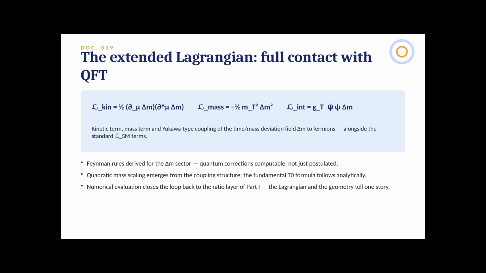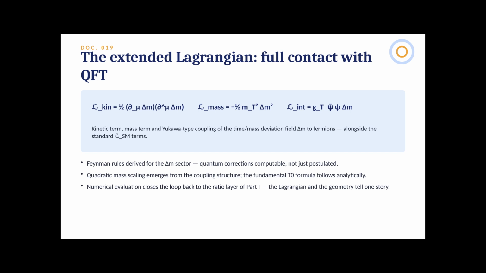Slide 17. Now, for contact with real quantum field theory, you flesh that out into 3 terms. The kinetic term, 1/2 the derivative of delta m squared, that's the field's motion. The mass term, minus 1/2 mt squared times delta m squared, where mt is the mass scale of the deviation field. And the interaction term, gt times psi bar, psi delta m, which couples the field to the fermions. Psi and psi bar are the Dirac spinors, the standard description of matter particles, and gt is the coupling strength.